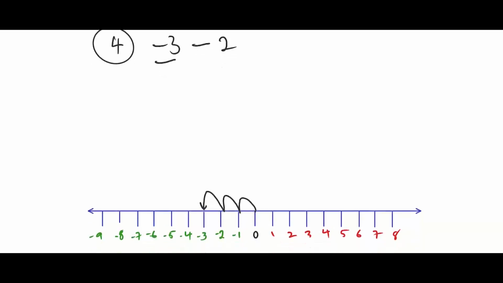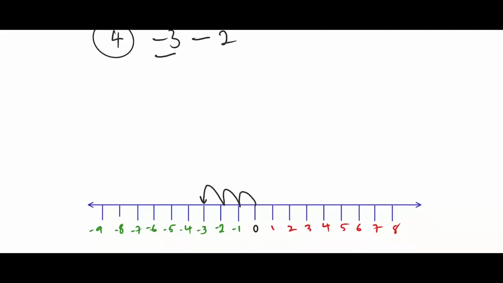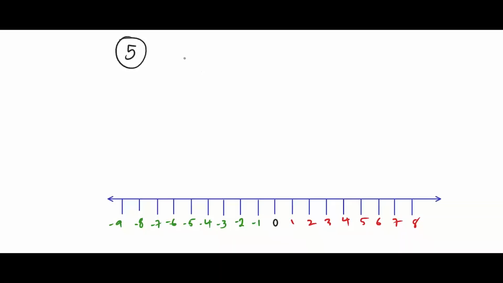Then negative 2. Okay, it means I have to continue in the same direction from my current position. 1 and 2. Okay, so this is my final destination. So that means the answer to this question, minus 3 minus 2, is equal to minus 5. That's interesting. Let's look into another one.